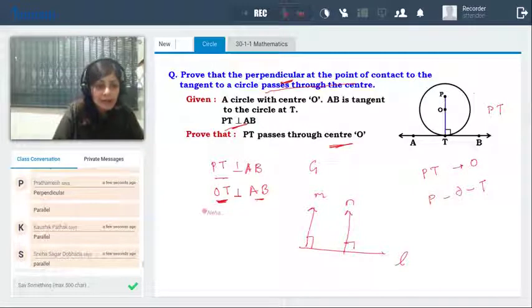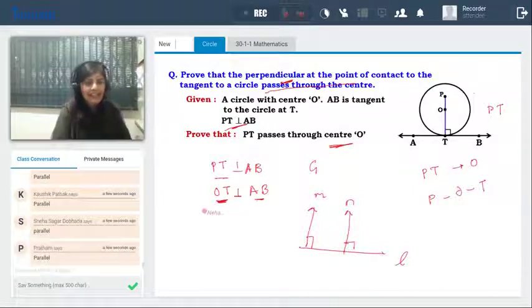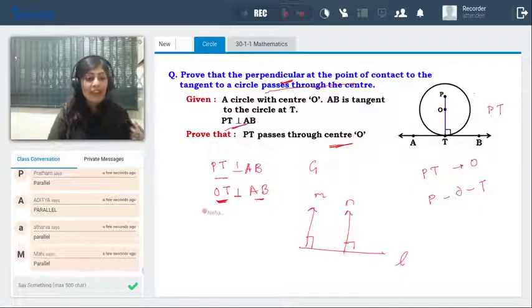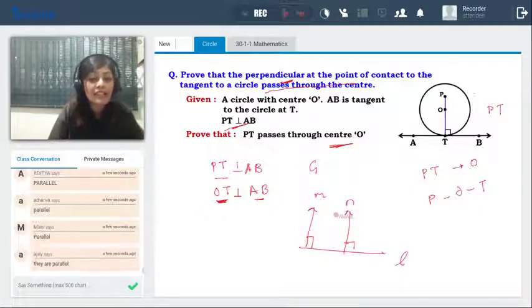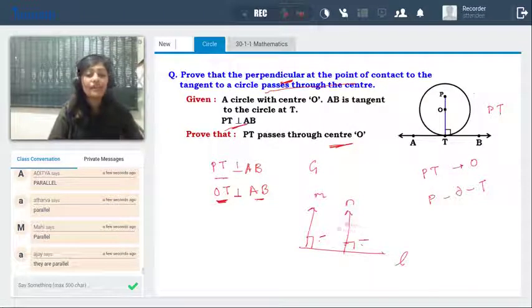Yes, students. Prathamesh, parallel. Yes, Kaushik, parallel. Sneha, yes, very good. They are parallel lines. Students, this is known. If two lines are perpendicular to the same line, they are parallel to each other. And why are they parallel? These are corresponding angles, right? Corresponding angles are equal, so the lines have to be parallel.